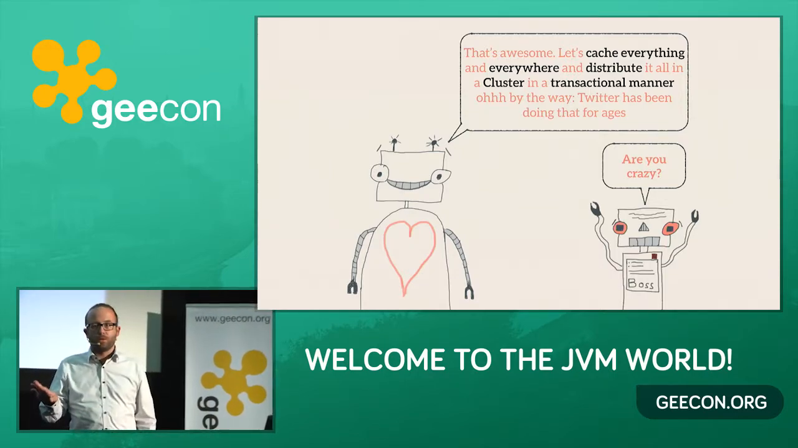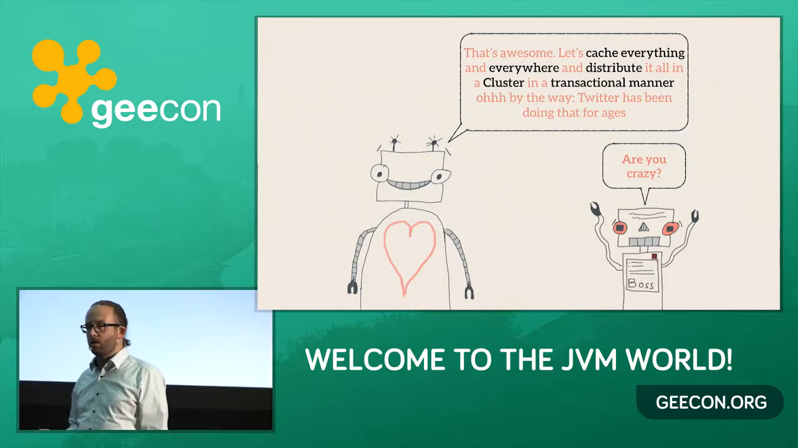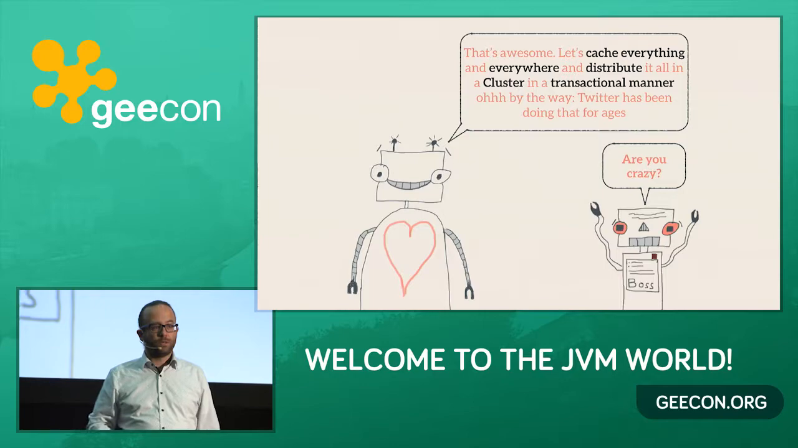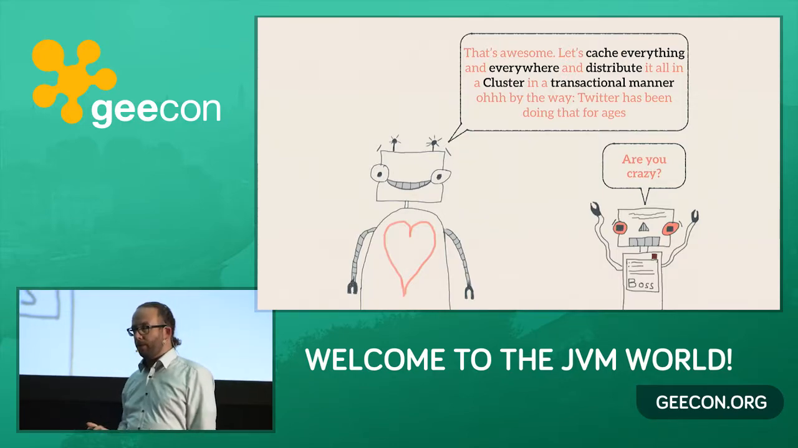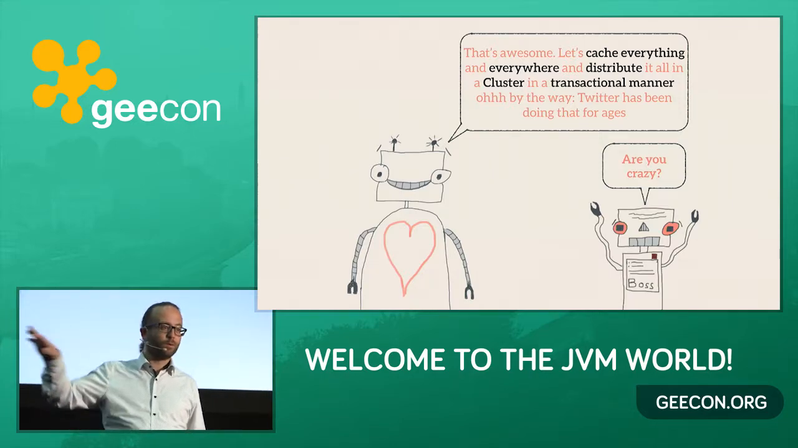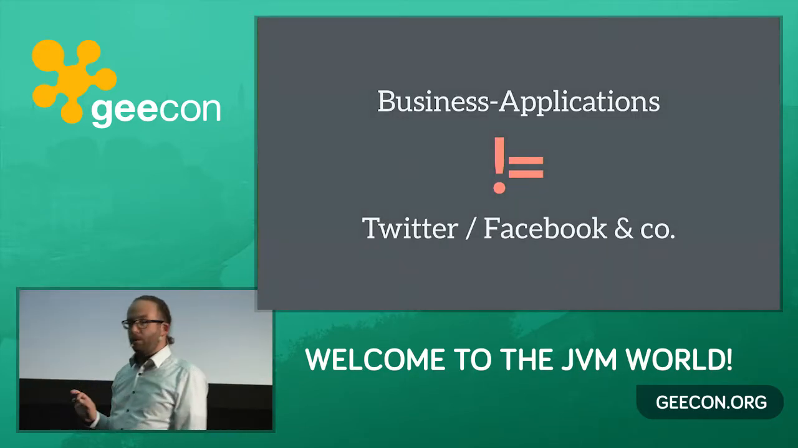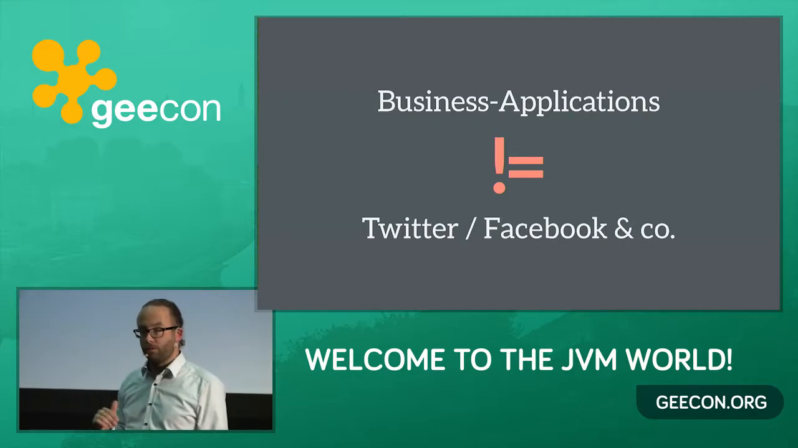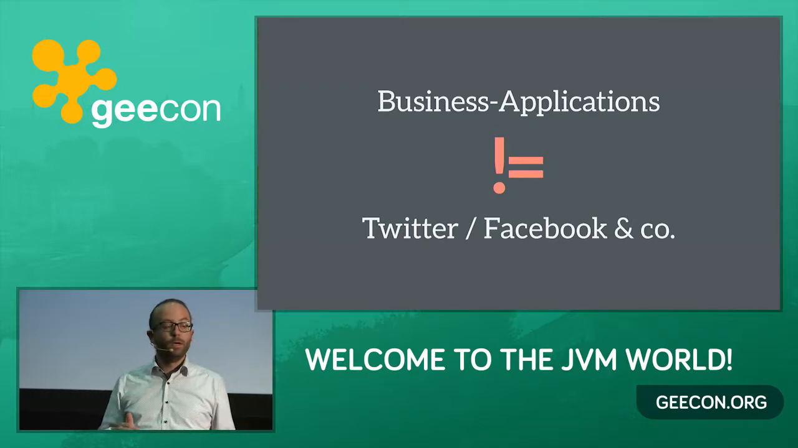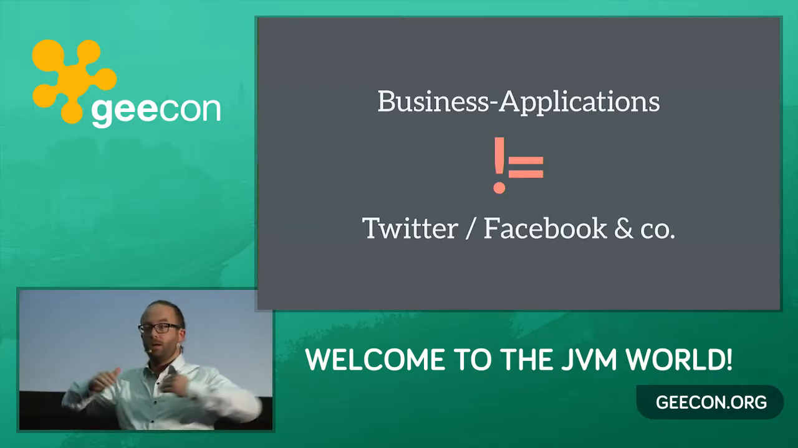And especially the last part is something that I have witnessed extremely often in architecture discussions at various customers I've been working with. This, hey, let's choose that technology because Twitter and Facebook are using them. And as much as I respect the work of the Twitters, Facebooks, Googles, Amazons, and so on in the world, we need to be very clear that the applications that we are usually working with have totally different non-functional requirements than some social media sites. So there's a huge difference.